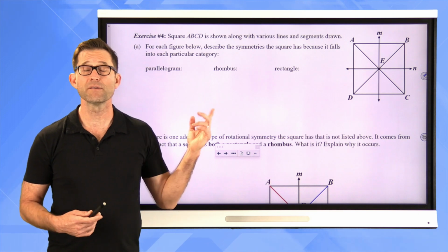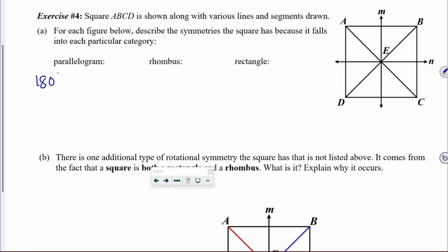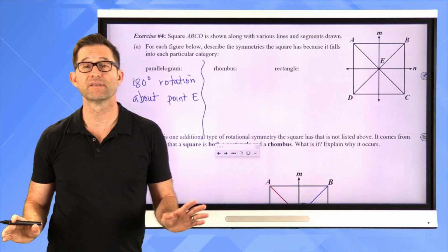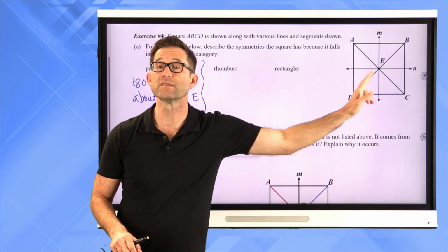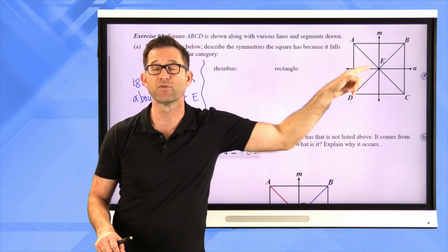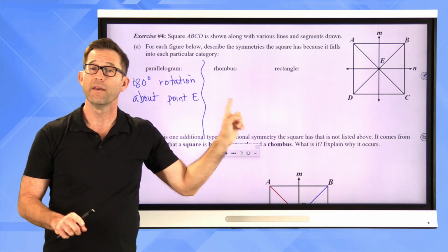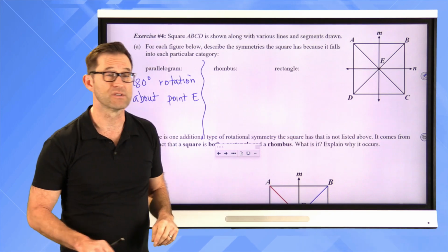All right, well, because it's a parallelogram, it only gets one type of symmetry, which is 180 degrees rotation about point E. That's it. That's all I get because it is a parallelogram. So if I took this thing and I rotated it 180 degrees about point E, B would map to D, D would map to B, A and C would map to each other. Done.